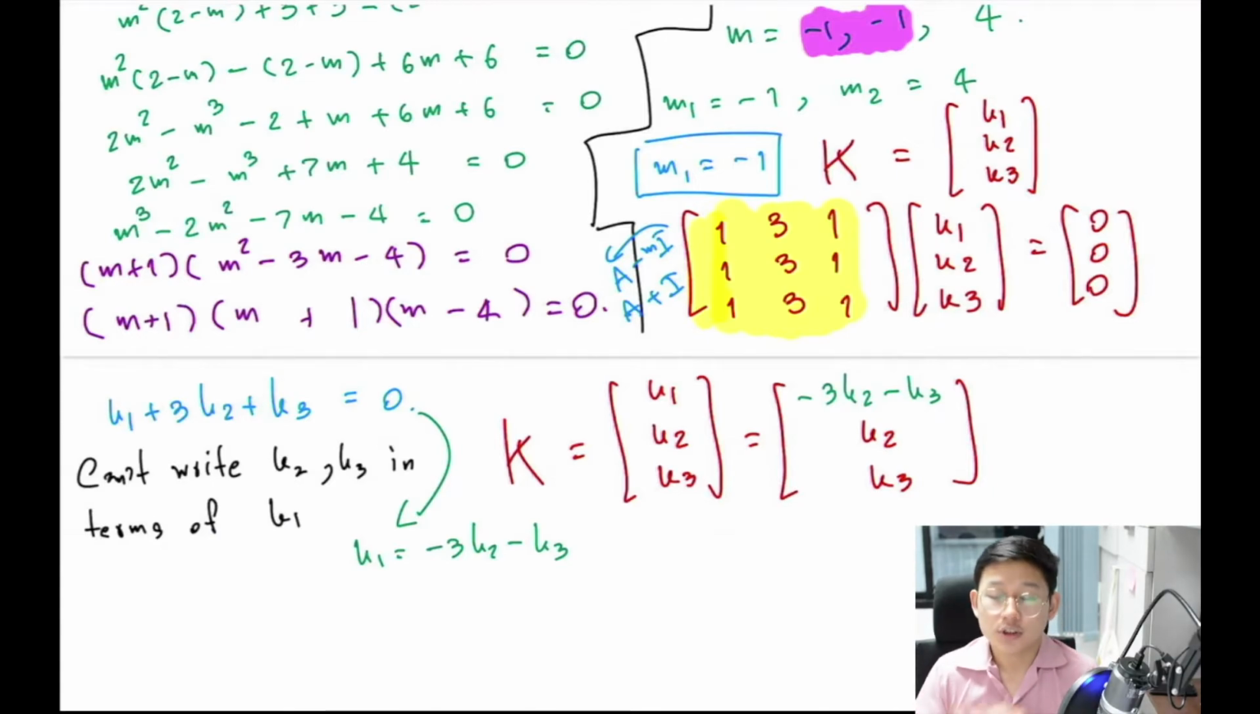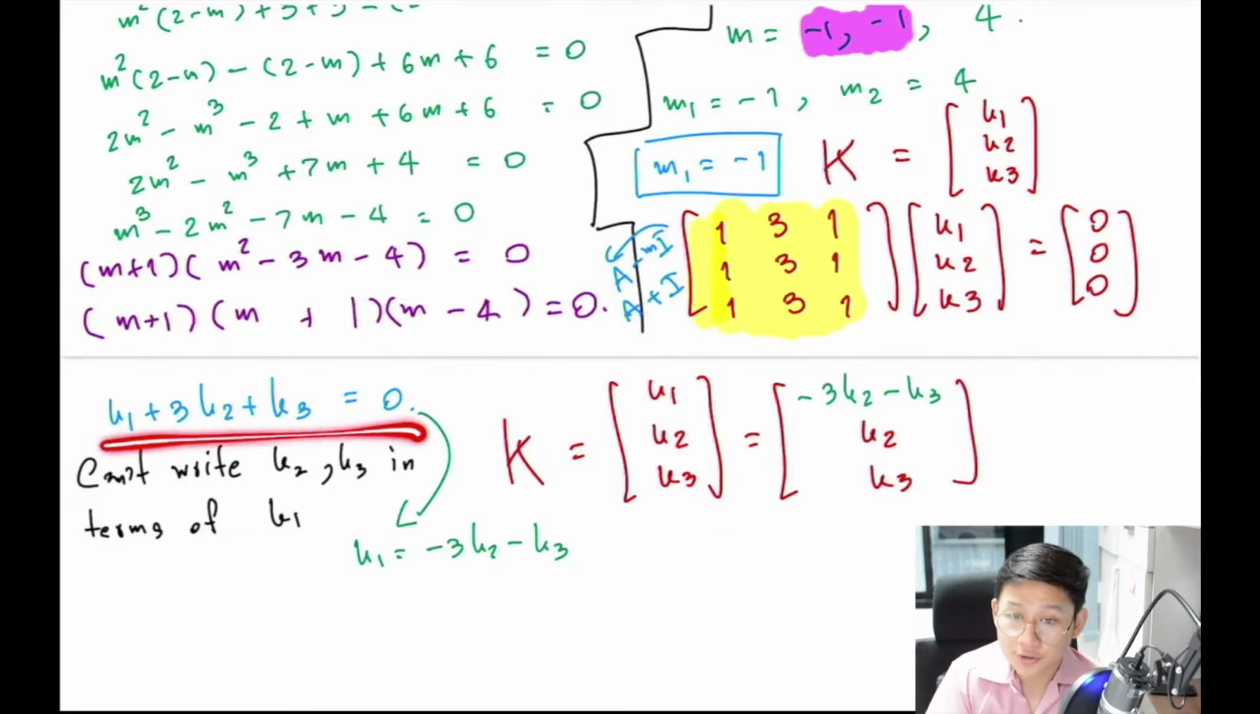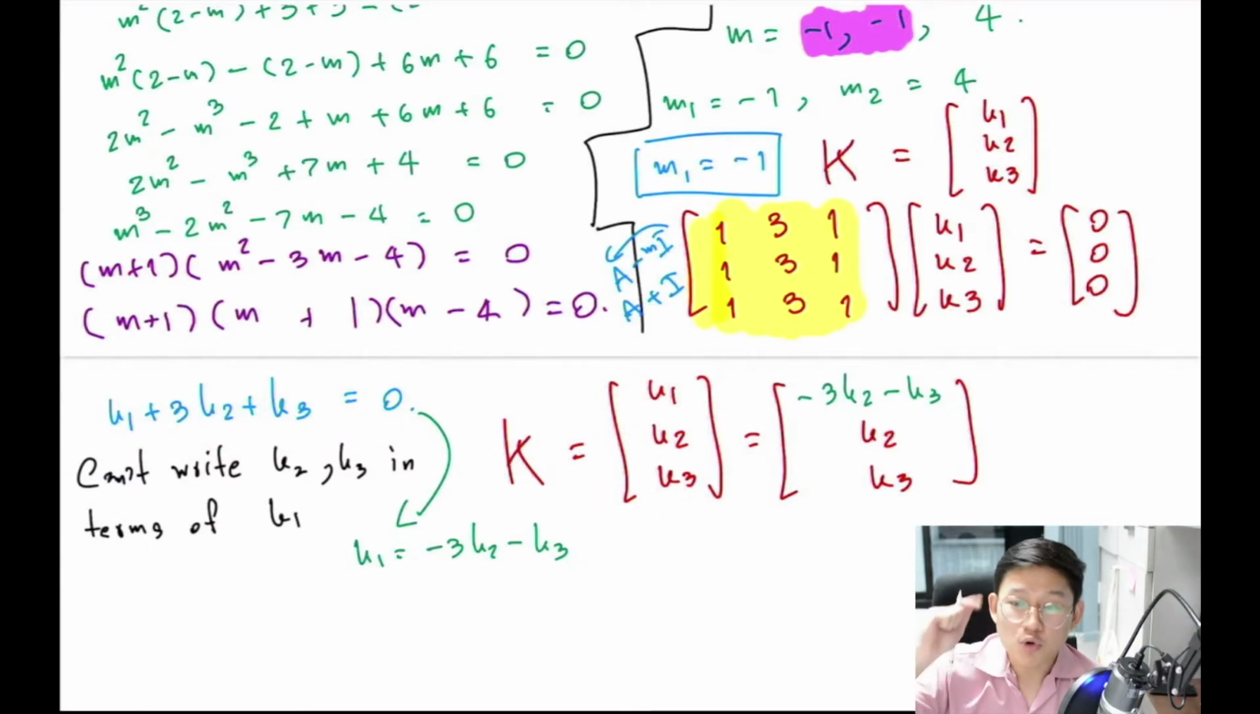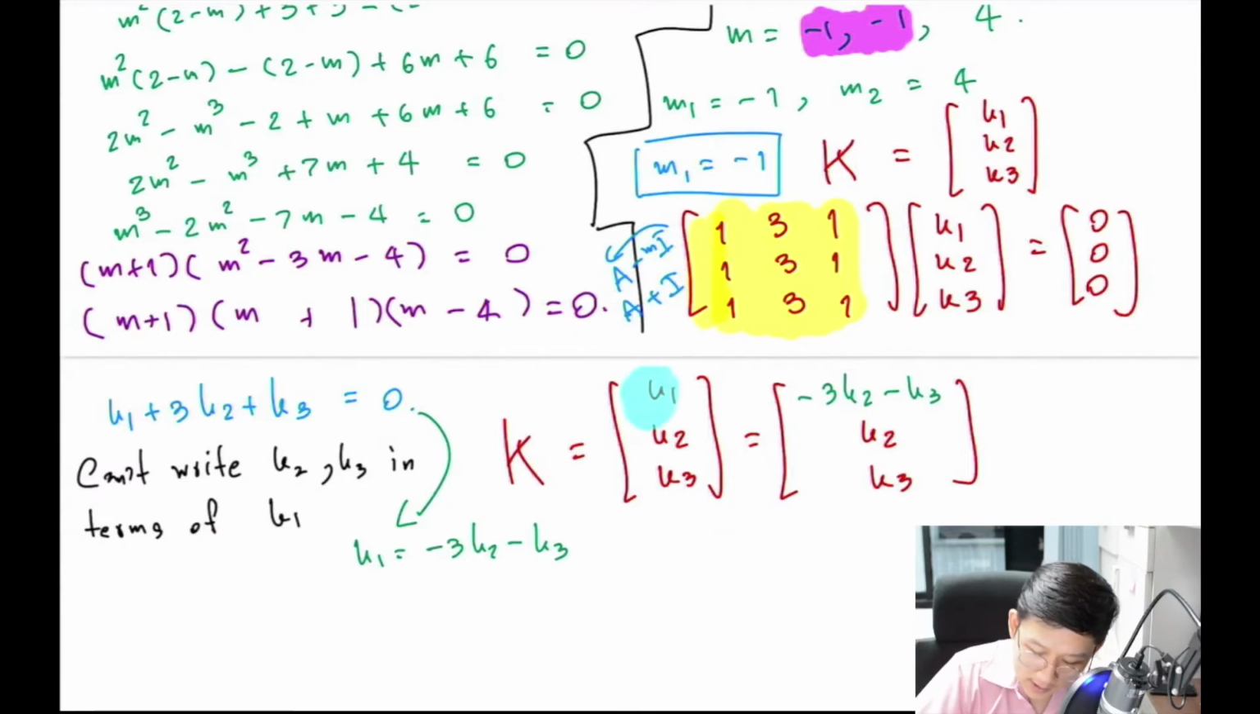Okay. So just to sum it up here, you have only one equation, right? But you have k1, k2, k3. The best you can do is to get rid of one of them. So write one of them down in terms of the others. In this case, I write K1 down in terms of K2 and K3.